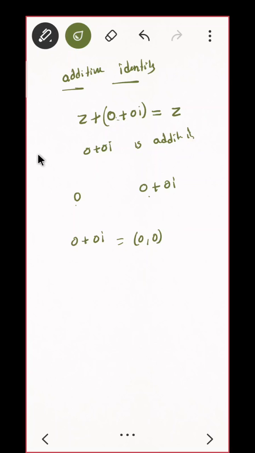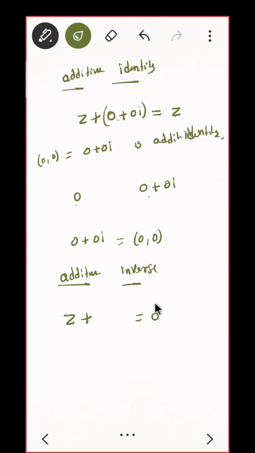Or you must write 0 comma 0. This is your additive identity. Now if you are having additive identity, so you must give me an additive inverse, correct? Additive inverse. What do you mean by additive inverse? That is z plus something that should give me additive identity, that is 0.